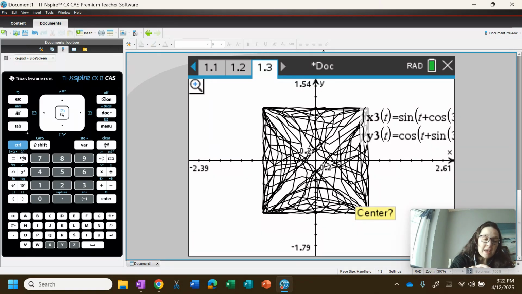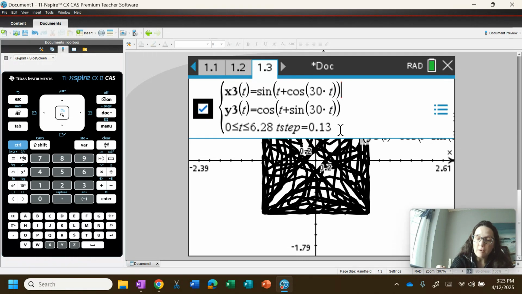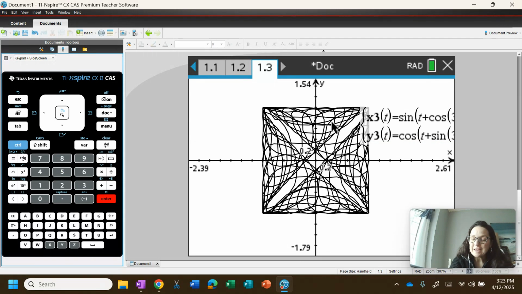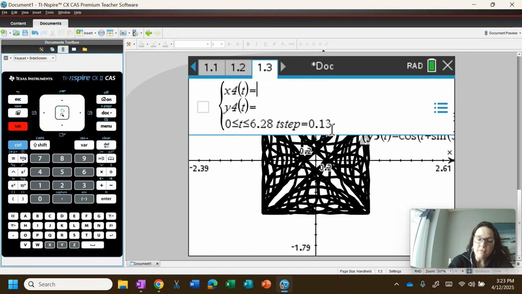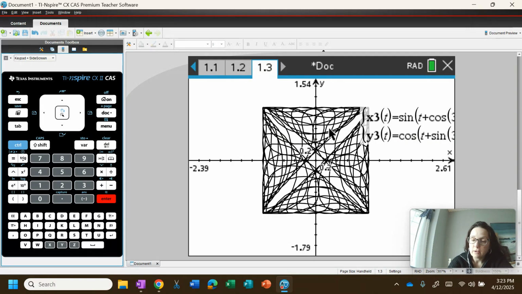But the other reason is, if I go back and I hit tab, and I go back into the graph, which I'm sorry that mine's jumping around so much, I'm going to come down here and change this 0.13 to 0.05. See how it looks a little bit smoother? The smaller your t-step is, the smoother your curve is going to look, but sometimes it just takes longer to graph. So if I hit tab one more time, and I change that 0.05 to 0.01, it's smoother still. Now, it didn't take that long to graph, but come on, you got to admit, that's really flipping cool. So that is the beginning of how we do some parametrics.